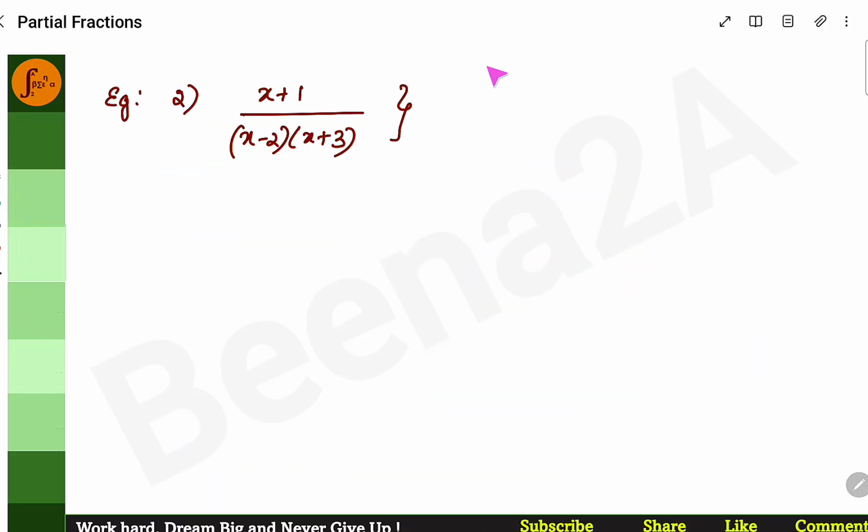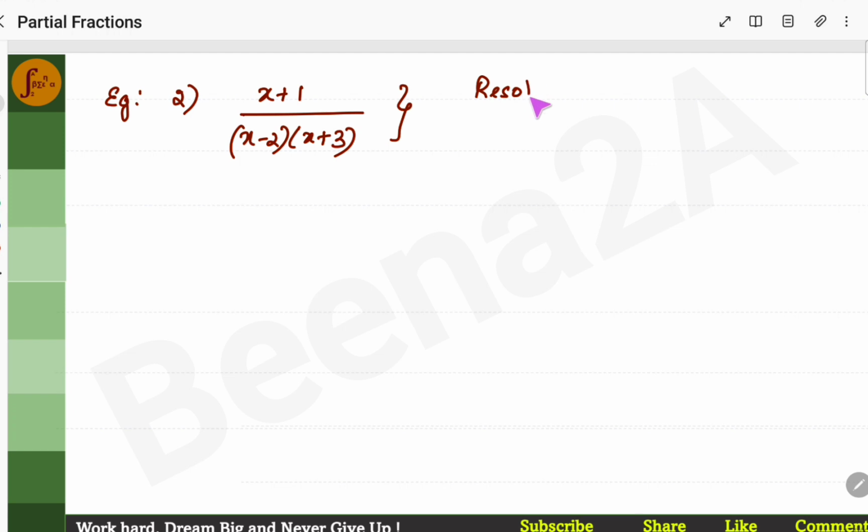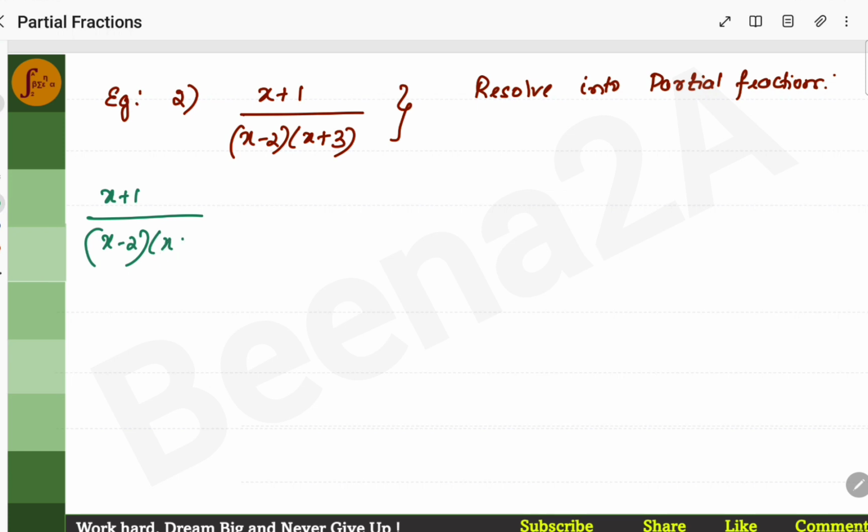Now let's take an example and resolve this into partial fractions. So what is the first step? We'll copy this as is. First, we need to check if it's proper or improper. Find the degree. What is the degree of the numerator? It's 1. What is the degree of the denominator? x into x square, so the degree of the denominator is 2. Here the numerator degree is less than the denominator degree, which means this is a proper fraction.